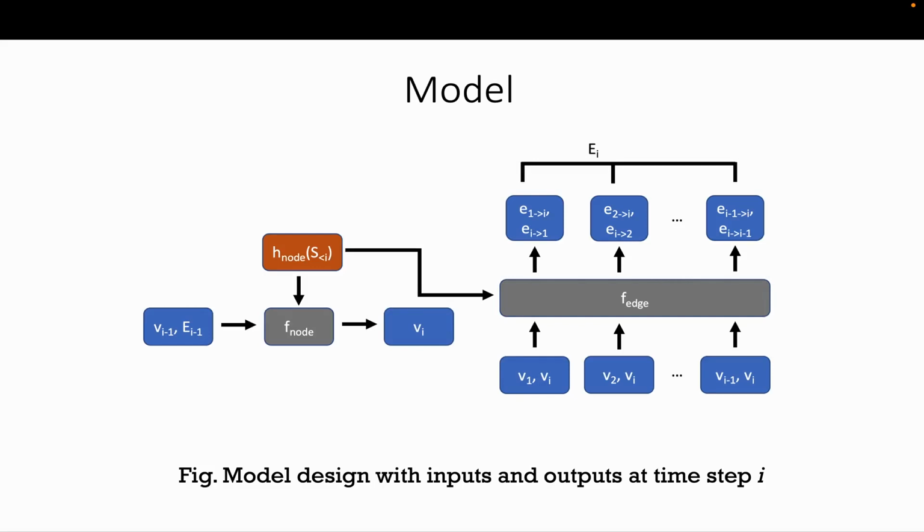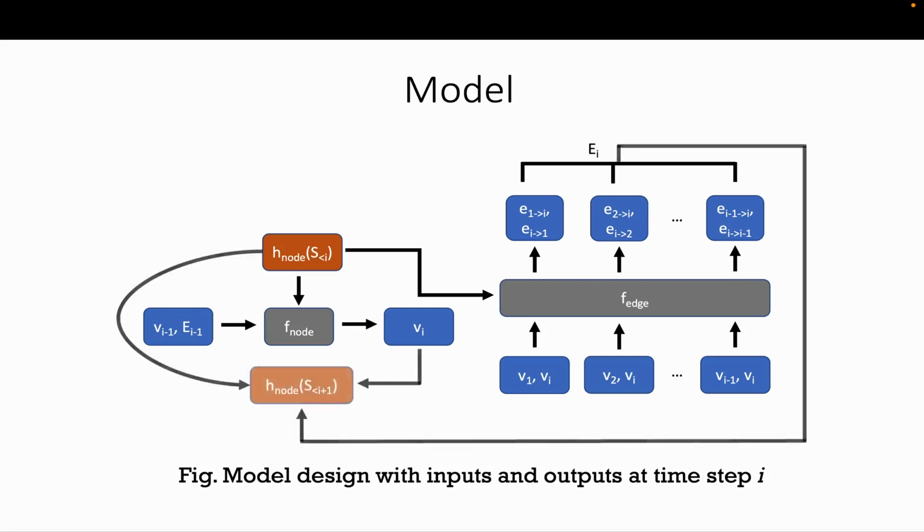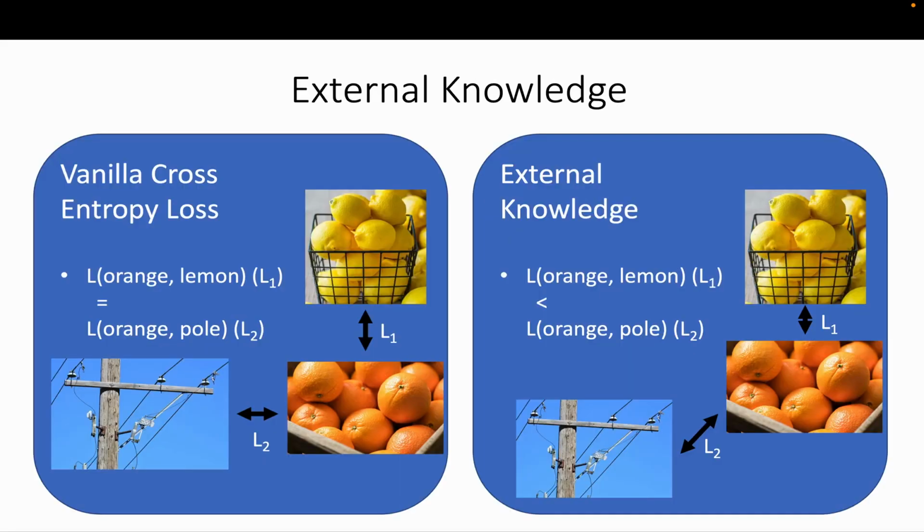Here we show the design of our graph expansion model along with the inputs and outputs at timestamp i. As a first step, the model uses v sub i minus 1 and e sub i minus 1 to generate a new node v sub i. And in the second step, it sequentially generates relationships between v sub i and existing nodes v1 through v sub i minus 1. The model continues doing so till it generates an end of sequence token, or we sample a maximum number of tokens.